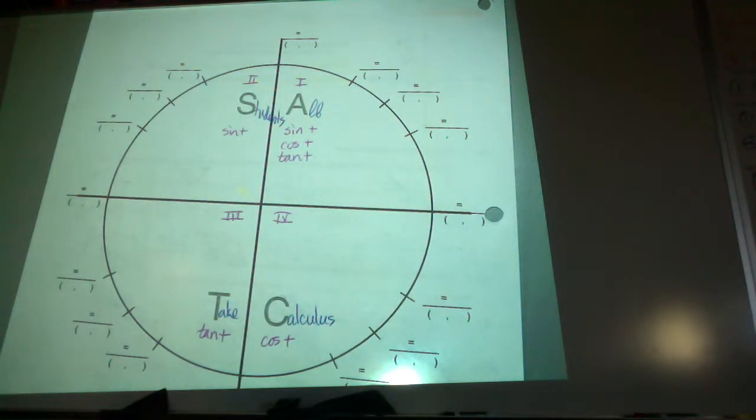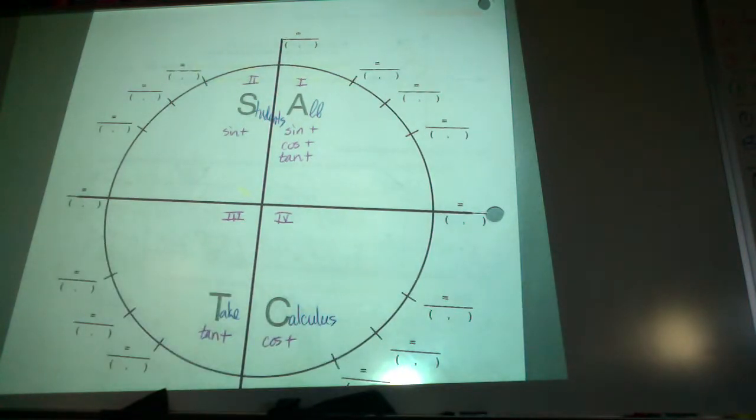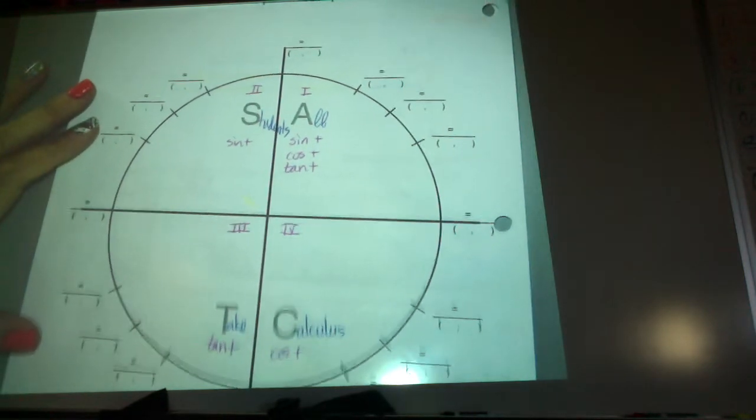Then, all you have to do is really know quadrant 1, and then your north, south, east, west coordinate points. And everything else you ought to be able to derive or calculate or count or figure out. So let's just start with our north, south, east, west points.